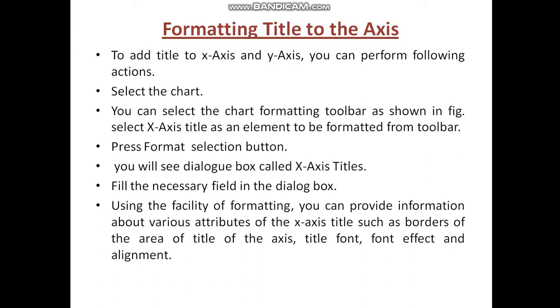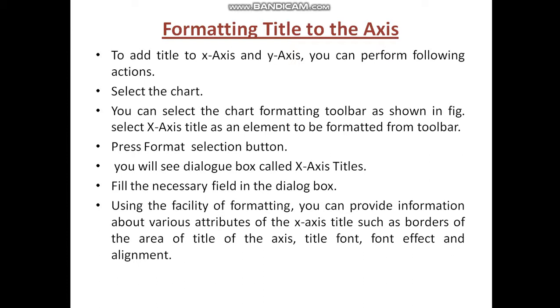First of all, select the whole chart. Select the chart. You can select the chart formatting toolbar as shown in the figure. Select x-axis title as an element to be formatted from the toolbar. Next, press the format selection button. You will see a dialog box called x-axis title, which we will learn in a practical.